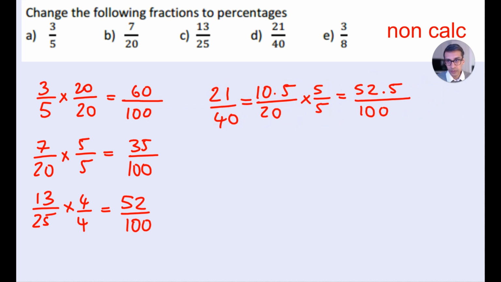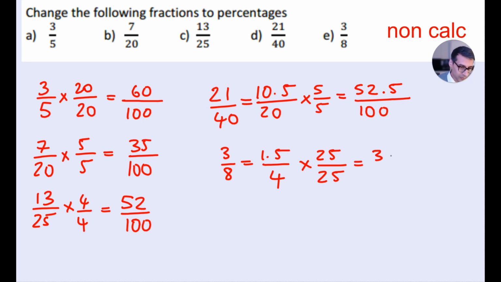And then we've got 3 over 8, and this is again a slightly different fraction because 8 doesn't go into 100. So what we can do is we can again half it. So this is equivalent to 1.5 over 4. And 4 goes into 100 because you're going to multiply by 25 over 25. So this is still non-calculator. You can work this out quite quickly just on the side, and you're going to get 37.5 here over 100.